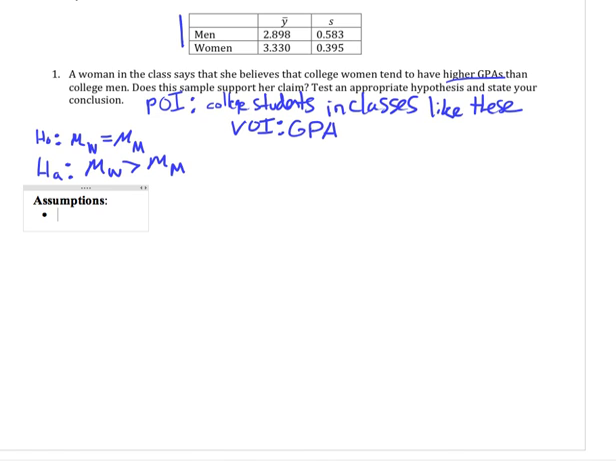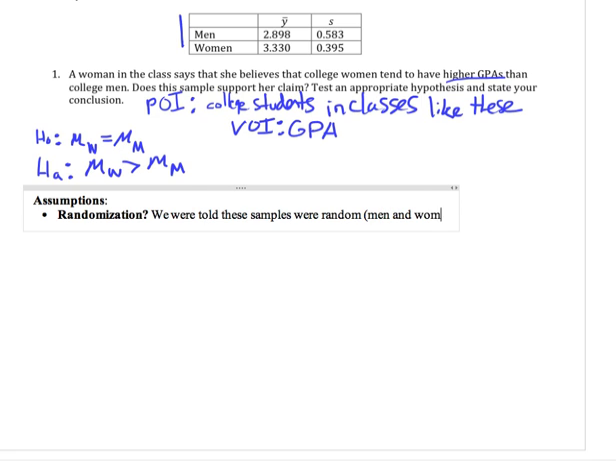Alright, so to establish independence within groups, I think we're going to have to do a couple things. We need to see randomization. Do we have a random sample for each? We were told these samples were random, the men and the women. I think that's a little questionable, but okay. We need to check the 10% condition. I'm going to be a little bit brief with my assumptions today. The 10% condition is just to make sure we're not sampling too much of our populations.